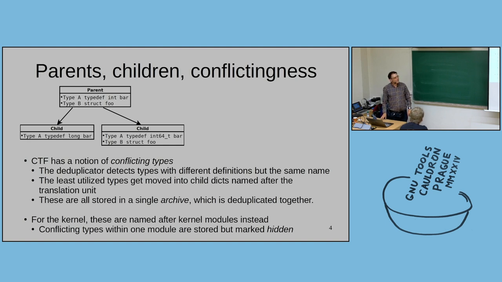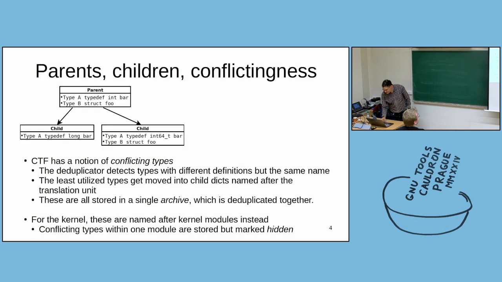So instead, we say that all types that aren't used by more than one module and are the same end up in a shared parent, and everything else ends up in the children. This means you end up with a pretty big dictionary for just the core kernel, for types that aren't in any modules, and you end up with a giant AMD GPU and a few other fairly big ones like XFS, and most of the rest end up in the parent. This is not quite the same as what we've done with BTF, so we may need to adjust this.